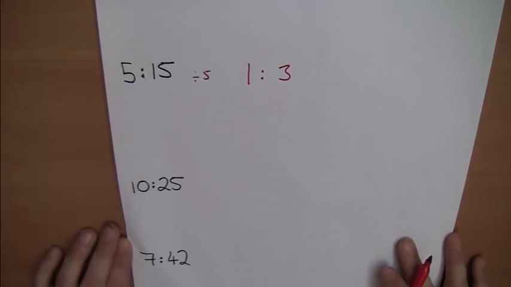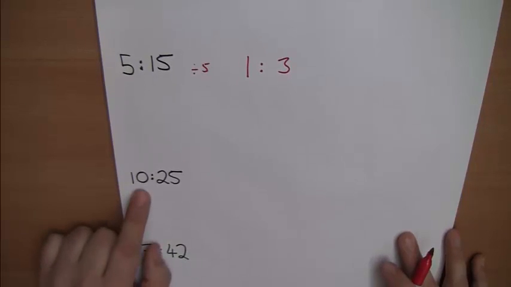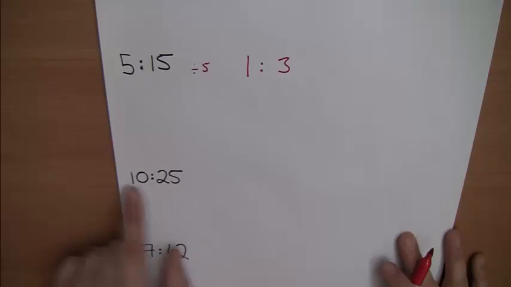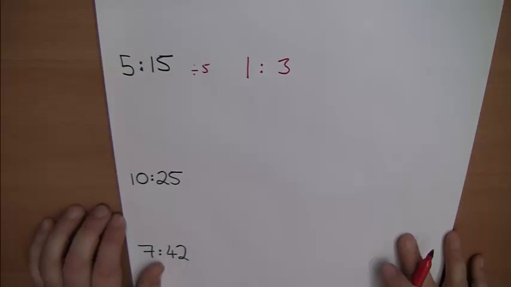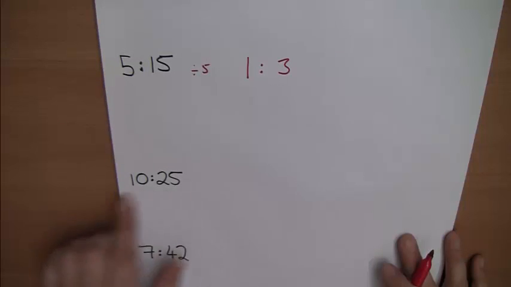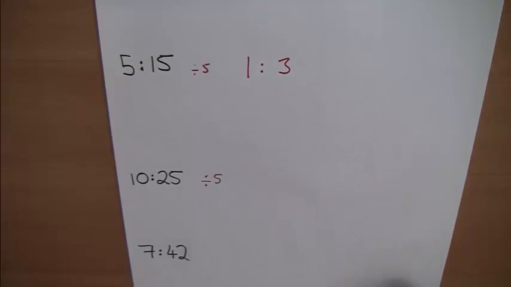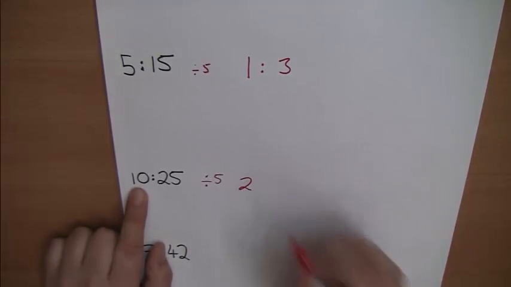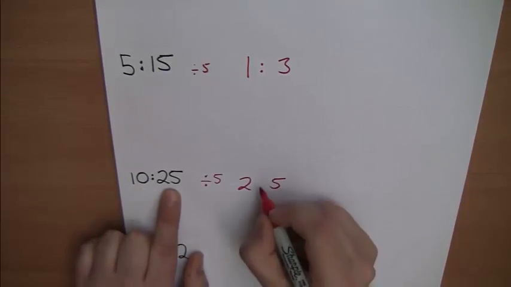Now, I've got a second example here. If you think you know what you're doing, then you can pause the video now, but I'm going to go through the answer anyway. So, we've got a ratio here, 10 to 25, and I'm going to have a go at simplifying it. Looking at both these numbers, I'm trying to think of a number that goes into both of them. Well, they're both in the 5 times table, so let's divide by 5 again. 10 divided by 5 is 2. 25 divided by 5 is 5. And the colon in the middle.